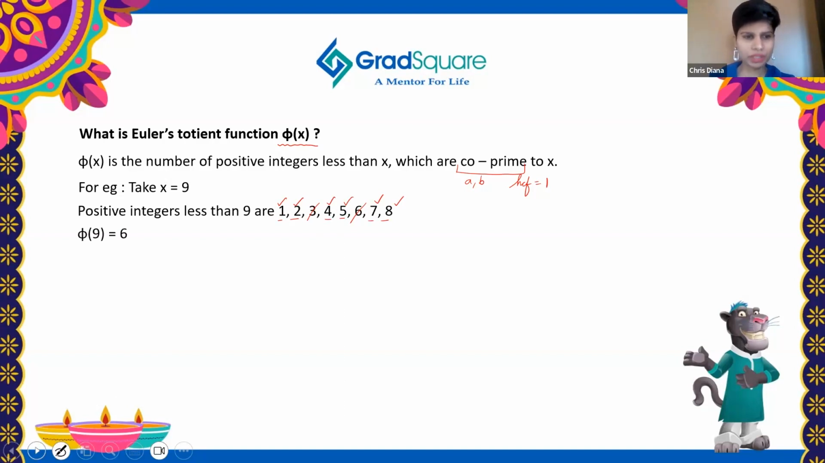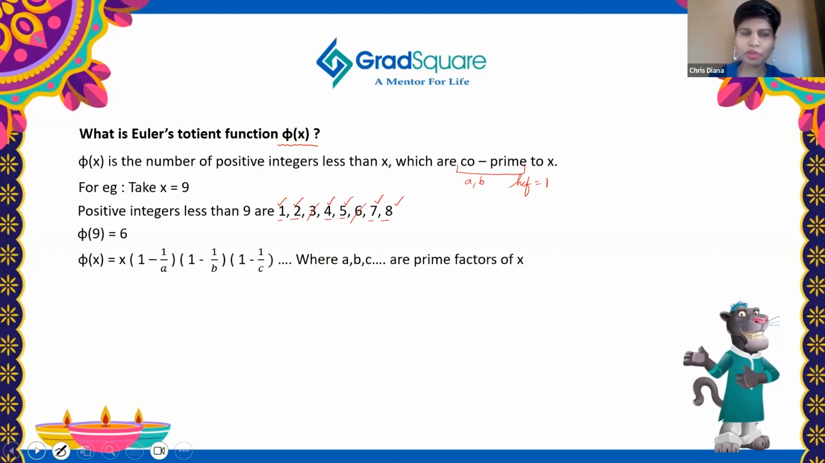which tells me that phi of 9 is equal to 6. For small numbers like 9, 10, 12, it's easy for us to list all the positive integers below it and figure out which are going to be coprime to it. But as the numbers become large, like 1000 and so on, will you write down all the terms and figure it out manually? Not possible, right?